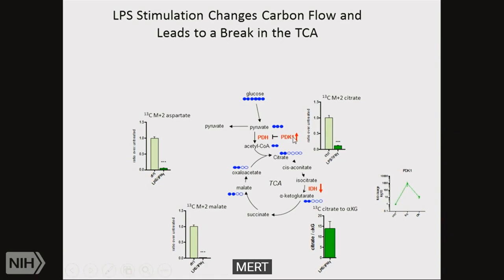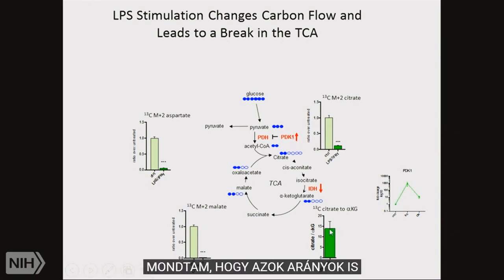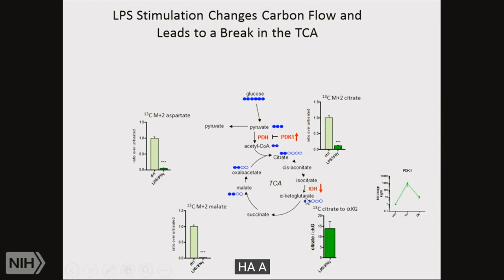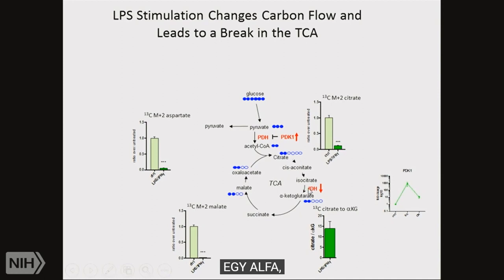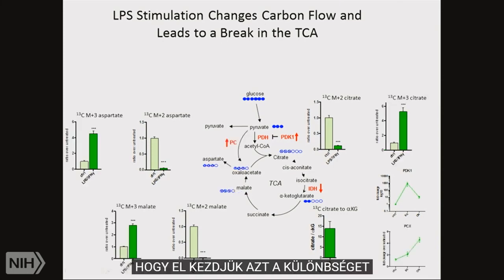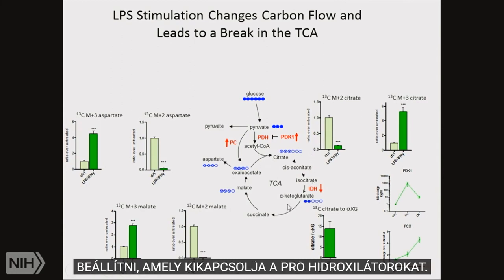I told you that those ratios change too, right? So we can look at those ratios and see what had been termed the break. And here it is. If I look at the ratio of citrate to alpha-ketoglutarate, between here and here, I can see that there's 14 times more labeled citrate than there is alpha-ketoglutarate. So there's a break in here. There's not good flow of that carbon through to alpha-ketoglutarate. And we think that's why the level of alpha-ketoglutarate falls, to start to set up that differential that will turn off the prolyl hydroxylases.